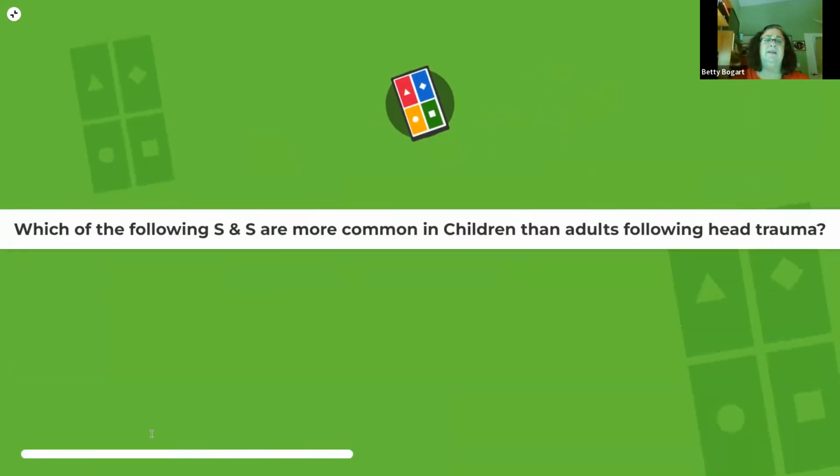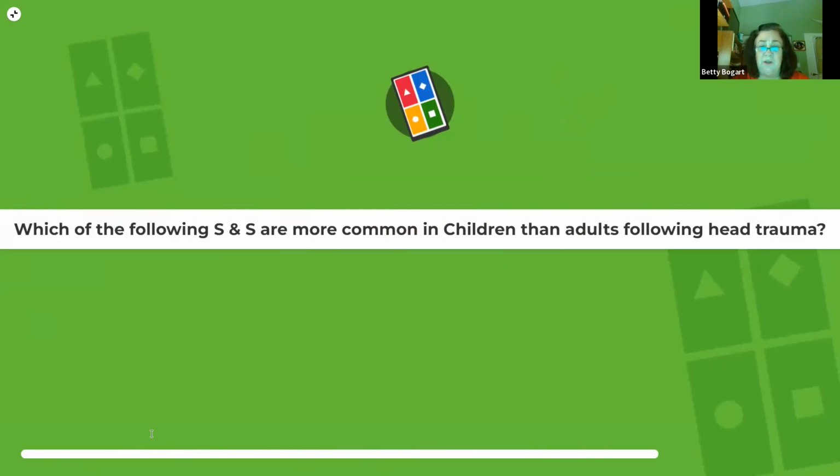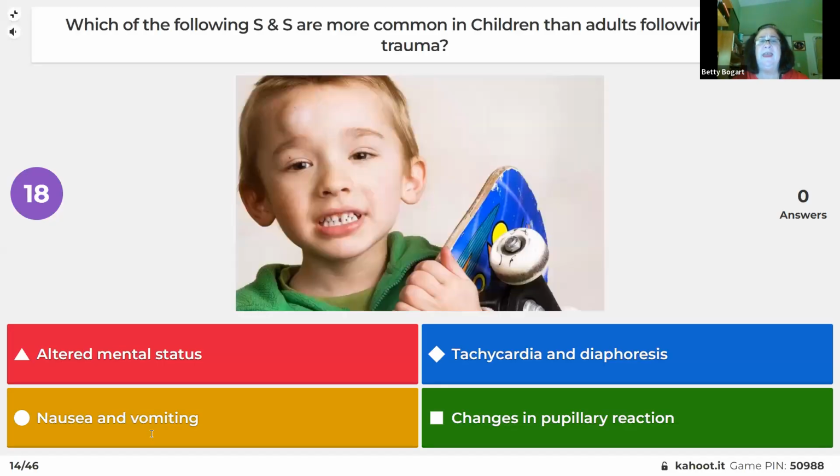Which of the following signs and symptoms are more common in children than adults following a head trauma? I mean, this little boy in the picture, those big eyes are not uncommon in children.